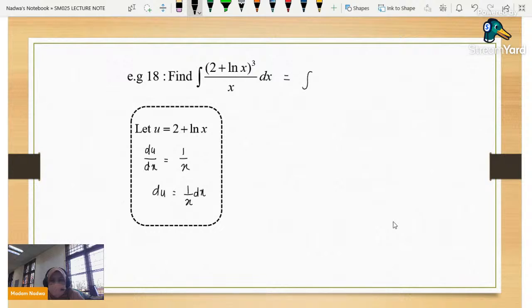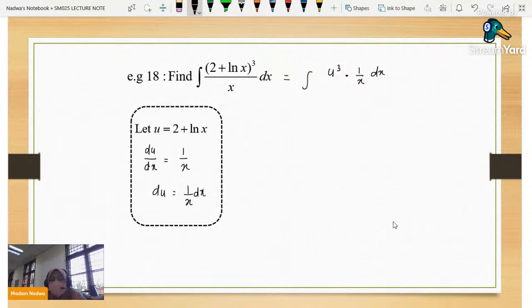So, integration instead of 2 plus ln x, remember we substitute 2 plus ln x as our u. So, dia akan jadi u cube. Okay, lepas tu over x, sama tak kalau saya tulis dia 1 over x? Sama bahagi x, sama tak dengan darab 1 per x, sama. Okay, dx. Okay, tak apa sebab saya tak tahu lagi nak tukar 1 over x dengan dx ni sebagai apa. Saya tak tahu lagi.